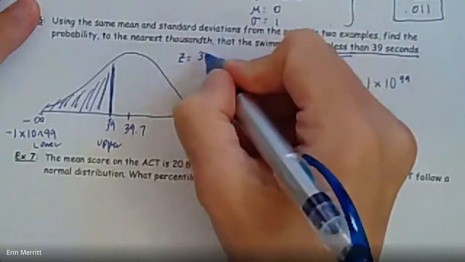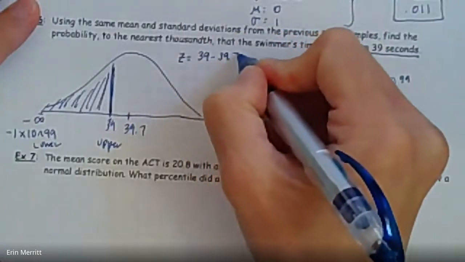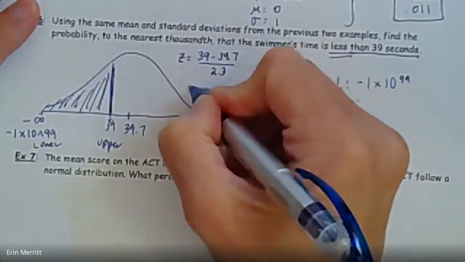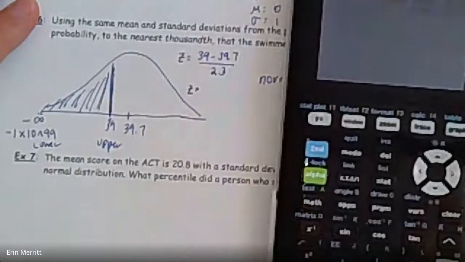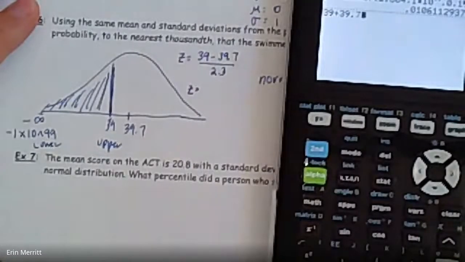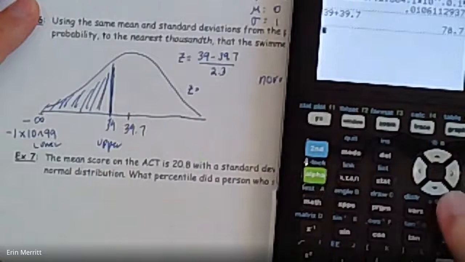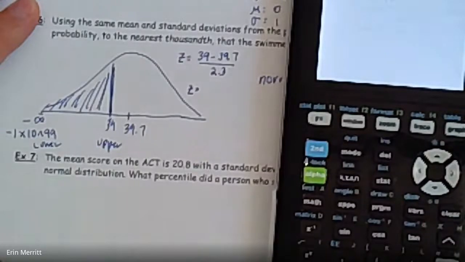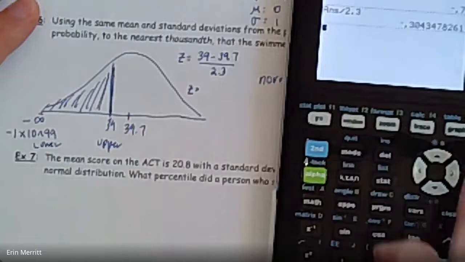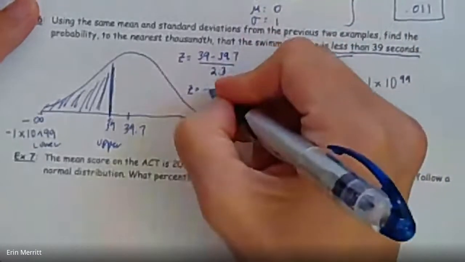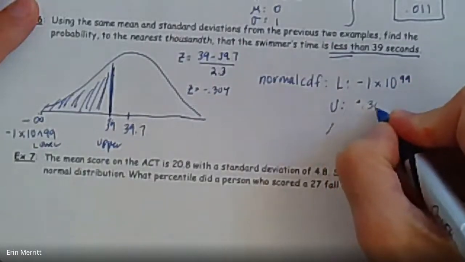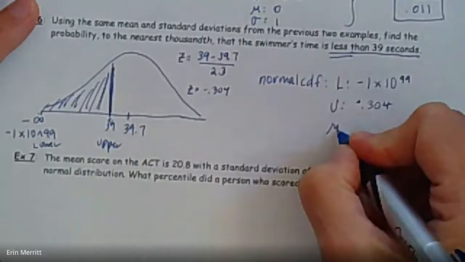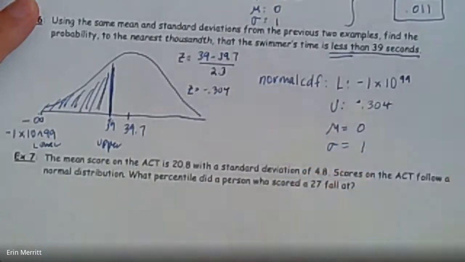The z-score: 39 minus 39.7 divided by 2.3. That's going to be a tiny little difference. When you take that difference, 39 minus 39.7, and then divide it by 2.3, we get -0.304. And here we go. Lower bound, upper bound is negative 0.304. The mean is 0. Standard deviation is 1. So we've normalized all of those numbers there.